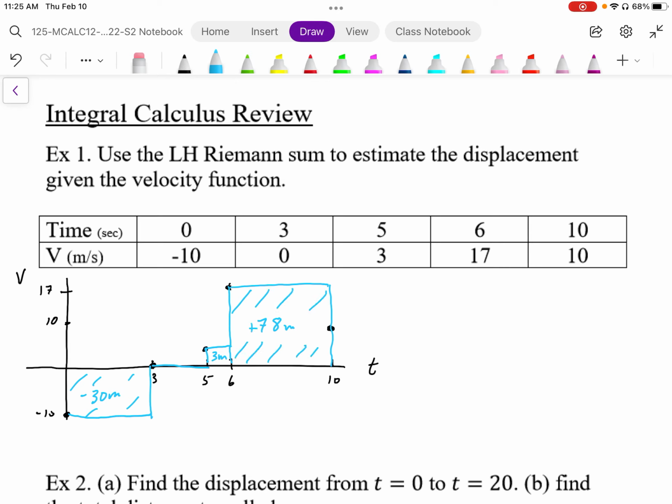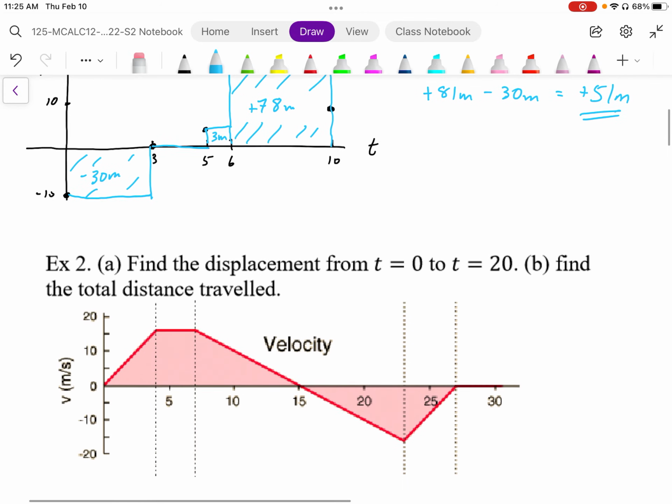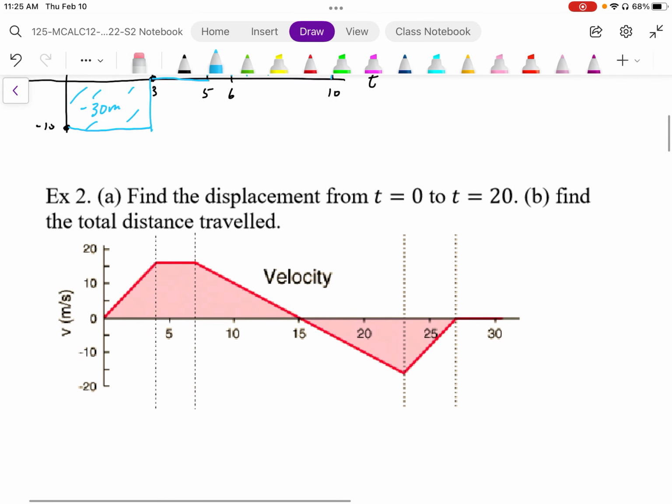Okay, so then the total displacement as an estimate using Riemann sums, I'm going to have positive 81 meters minus 30 meters. And so I get a total net displacement of 51 meters to the right, or in a positive direction. So any areas below are going to be considered negative. Any areas above are going to be considered positive. And that's how displacement works.